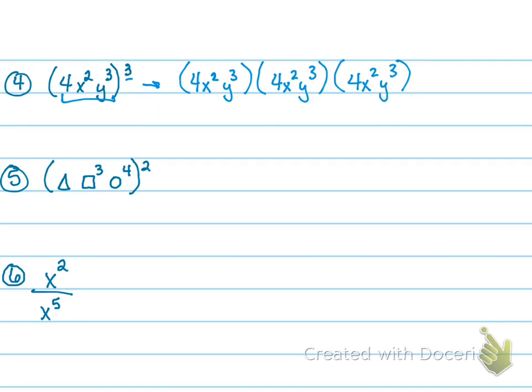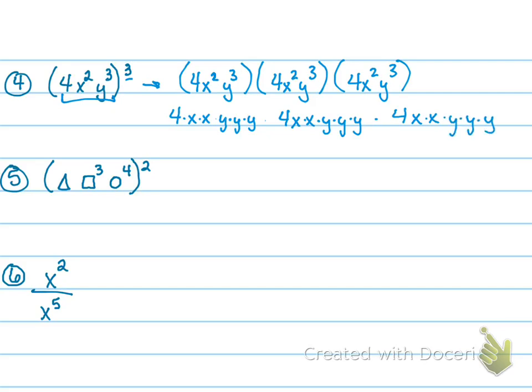Okay, and so then we have to think about what we have here. We see that this is 4 times x times x times y times y times y. This next portion is again another 4 times x times x times y times y times y, because there's y to the 3rd power. And then the last one is another 4 times x times x times y times y times y.